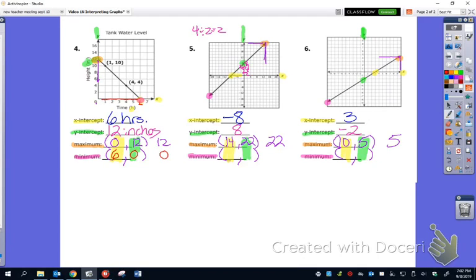Number 5, the minimum, so that is negative 22, and then go across, and that is at negative 14. So my minimum is negative 14. And then on number 6, if I go up, my minimum is negative 10. If I go across, my minimum would be negative 9. So the y value would be negative 9. And that's how you interpret graphs.